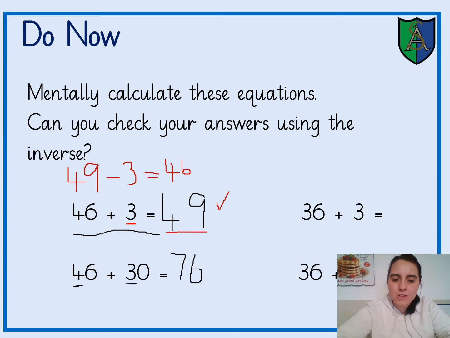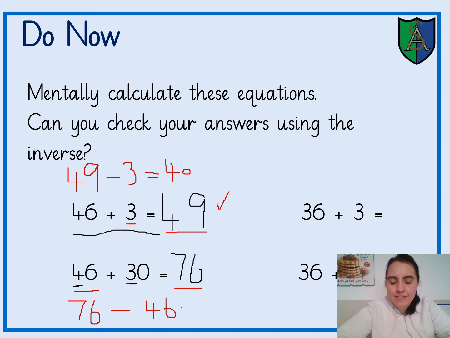And again, I'm going to check it using the inverse operation. So this time what I'm going to do is 76 take away 46, okay? It doesn't matter if I take away the 46 or the 30 because they're both my parts that make 76, my whole. So when I'm doing the inverse operation, I can do my whole, which is 76, or what I think is the right answer, 76, take away one of my parts, and I'm choosing to take away 46.